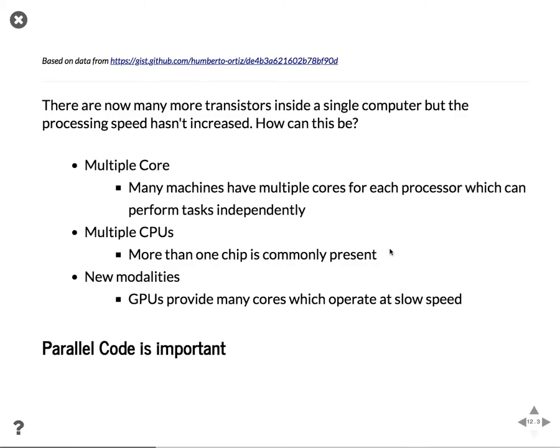Really what's happened is that you have multiple cores, and many times multiple CPUs. Then the final modality, which is very critical for those of you interested in deep learning, is these new modalities. You have chips like GPUs or custom chips that go beyond this, which are designed to be incredibly parallel. A GPU, or graphics processing unit, is much slower and much stupider than a CPU. Their speed is very limited, and the operations they can do are also very limited.